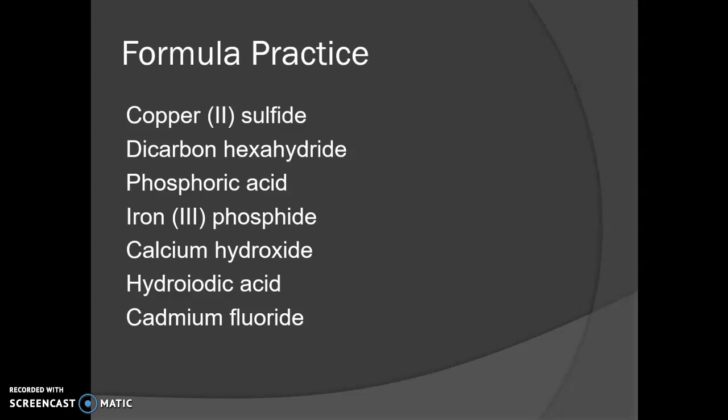Iron 3 phosphide is FeP. And those cancel out as well. Iron is +3, P is -3. Calcium hydroxide, be careful here. Make sure you put parentheses around the hydroxide. So calcium is +2, hydroxide is -1. So when you bring that 2 down, it doesn't really look funny without the parentheses. But it is wrong if you don't put parentheses. So it should be Ca and then OH in parentheses and then a 2 on the outside of the parentheses.